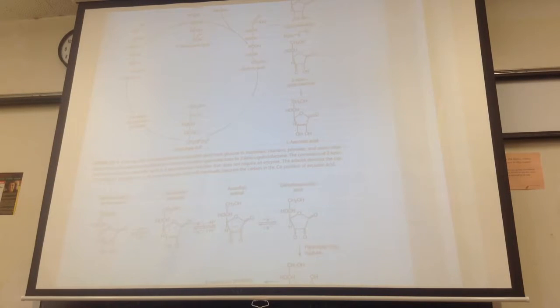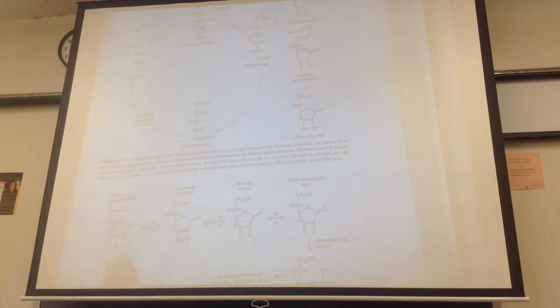All right, so this is ascorbic acid. So citric acid is not vitamin C. Ascorbic acid is vitamin C. And I'm pointing that out because it's a question on your exercise, so don't get fooled, okay?